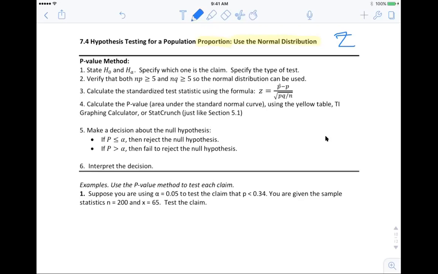And then there's your steps. Similar to what we've been doing, new formula. In that formula, you've got P hat, P, and Q. I'll break those down within the example below, okay? But in step 4, notice you're just doing just like 5.1, right? Which is just like 7.2, so there'll be a lot of repetition here. And then these we've been doing all chapter. Okay, so let's get right into an example and see how it goes.